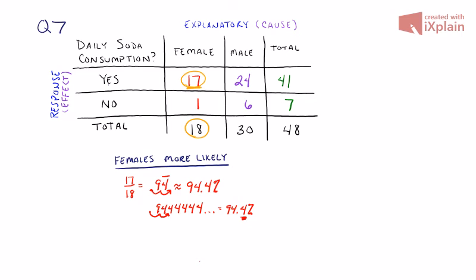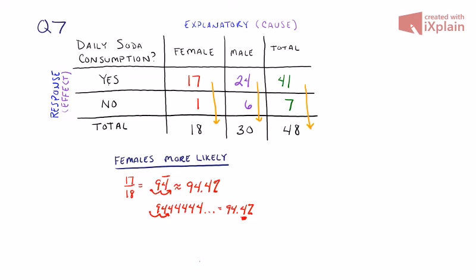And again, what I want to note is when I total these out, I should get 17 plus 1 gives me 18, 24 plus 6 gives me 30, and 41 plus 7 gives me 48. So we're still all on the up and up. If these numbers did not total to the numbers that I have in black, then I need to make some adjustments.